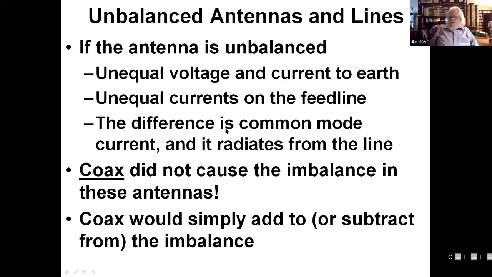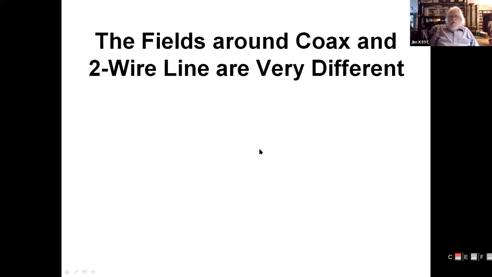Now, coax will change the imbalance. It can either add or subtract from it, depending on where the unbalance is. But the unbalance is independent of coax. The fields around coax and two-wire line are very different.